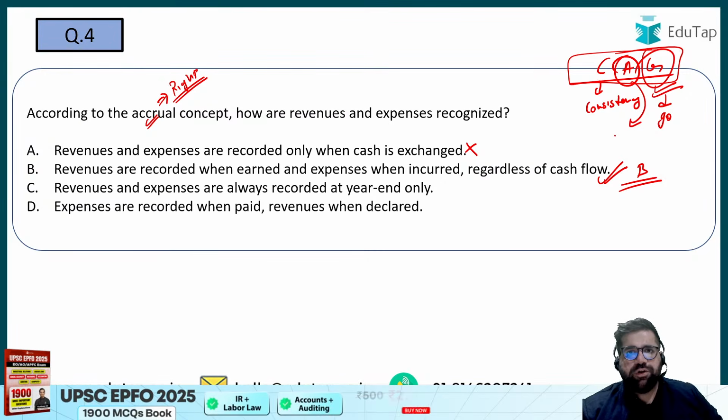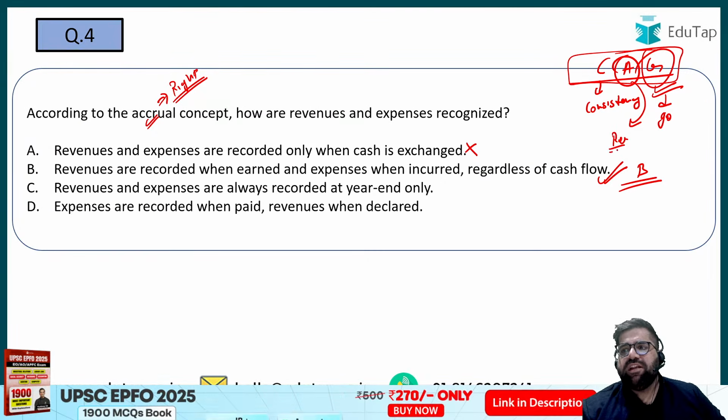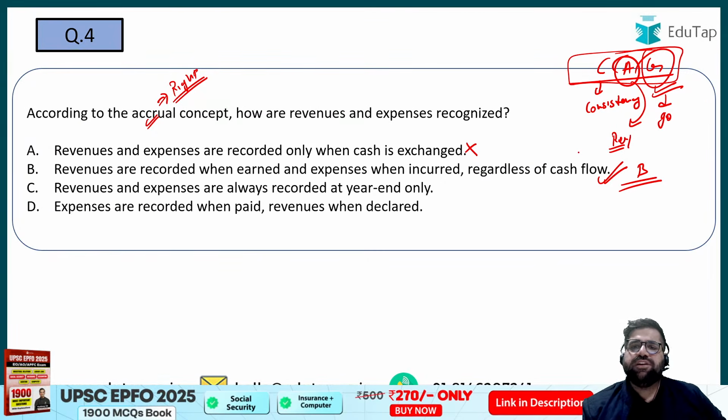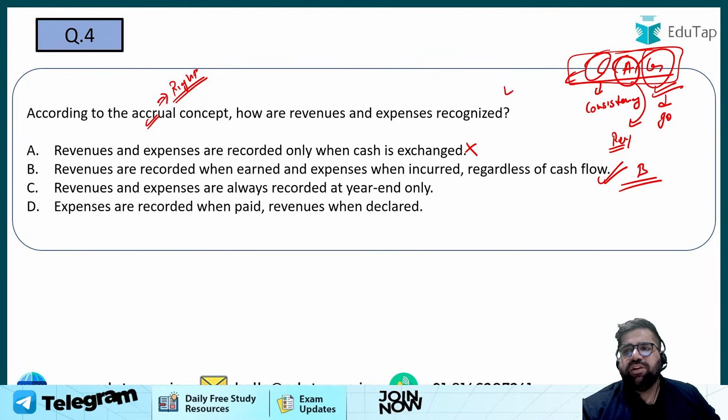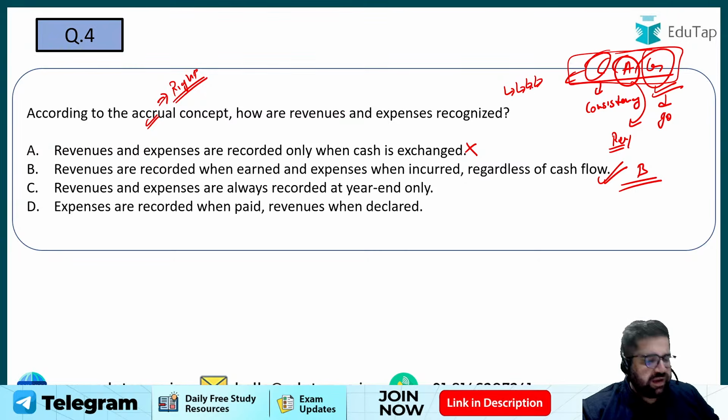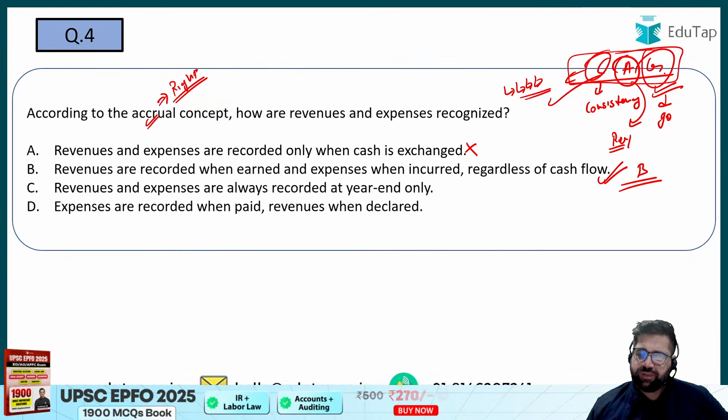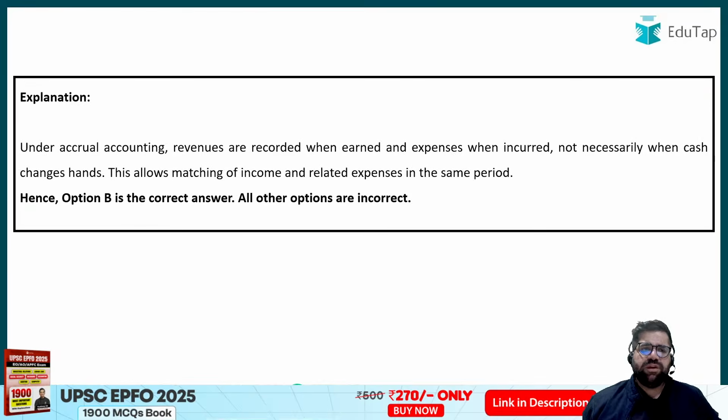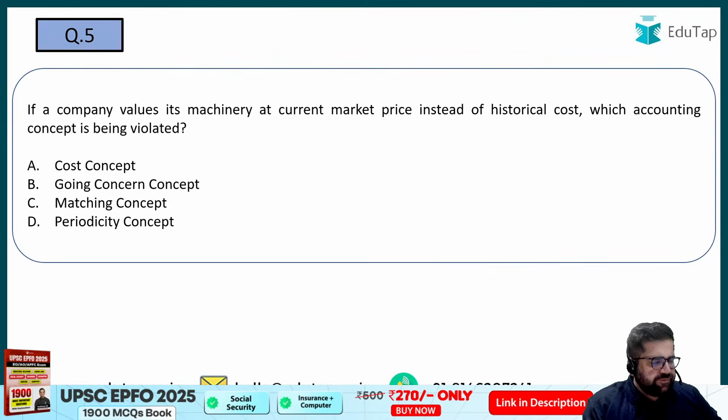Accrual, I have already told you that you have to recognize your revenue when the right is received, and the expenses when you are incurring them. And consistency, remember, is like you are following the same principle over and over again. So the three very important pillars of the accounting principles will be CAG. Right, so the answer was B. This we have discussed.